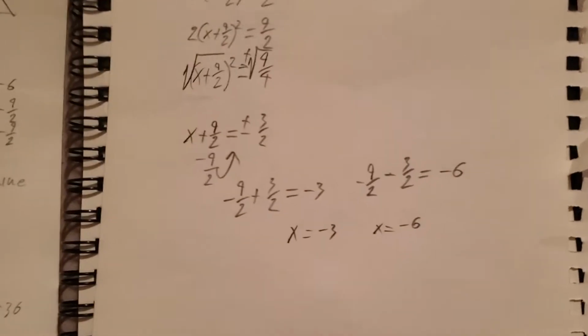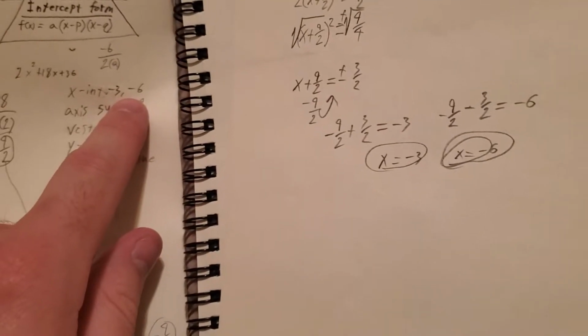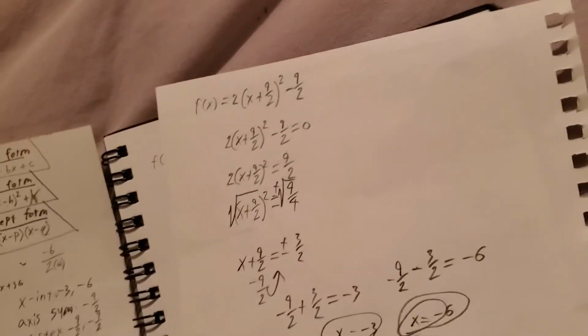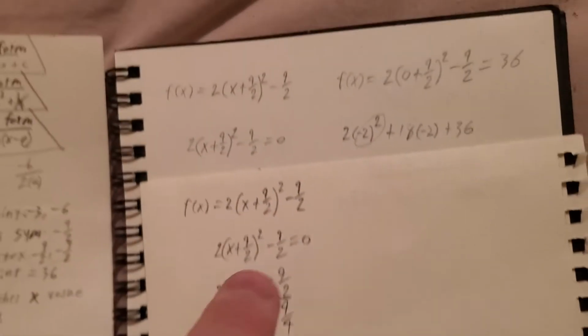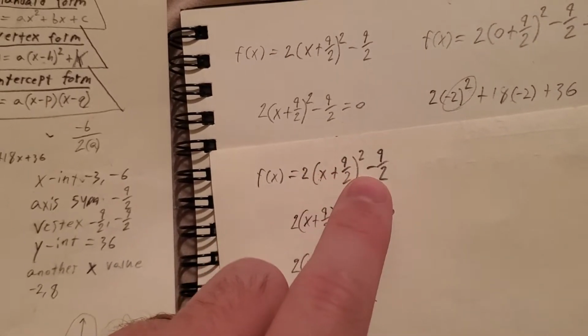If it was in vertex form, you would do this to find your x-intercepts. This is -6. And that is the same as here, x-intercepts -3, -6. Axis of symmetry, it's clearly seen within the vertex form. Like I was saying, go ahead and flip this one. So we have a -9/2 and then -9/2.